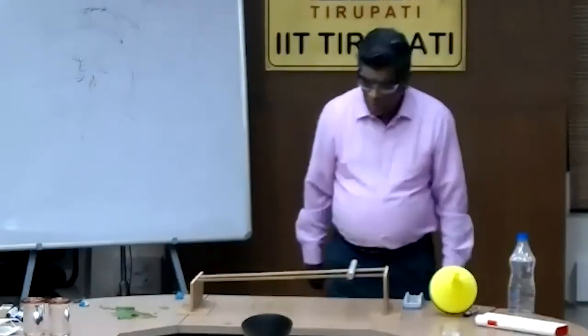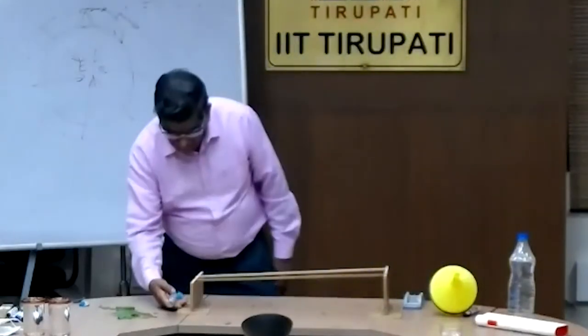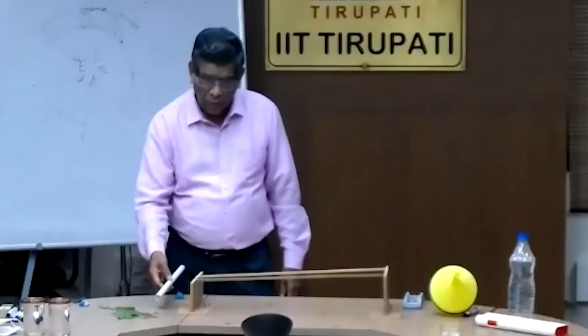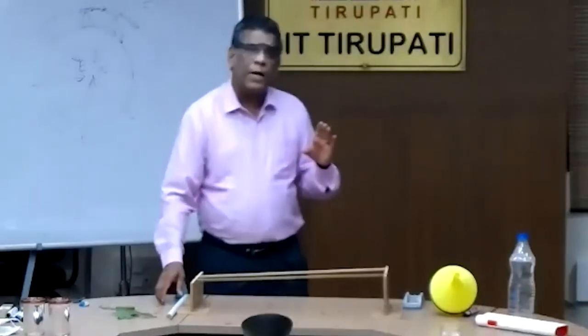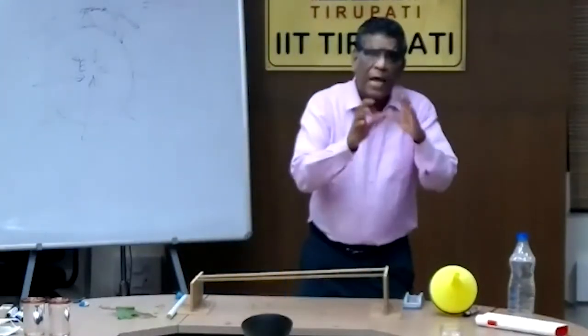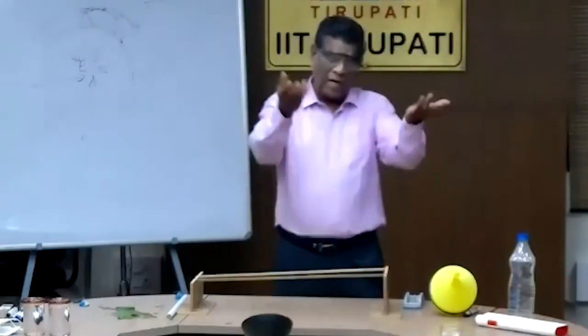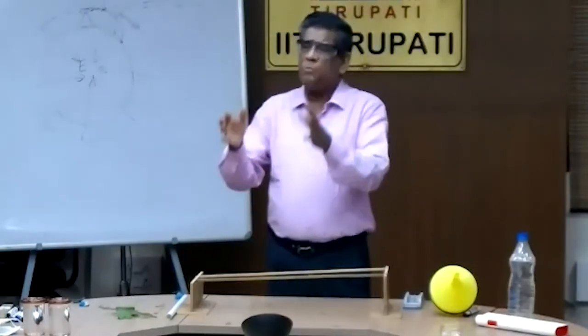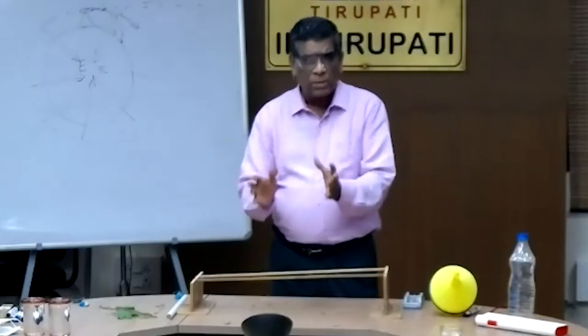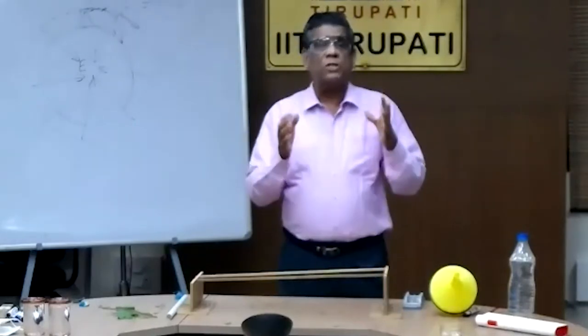Somewhere there is some dust. So it comes down. Why does it want minimum potential energy? Because that corresponds to the stable equilibrium. You will study about it later. Whenever an object is at the lowest potential energy, it is much more stable.